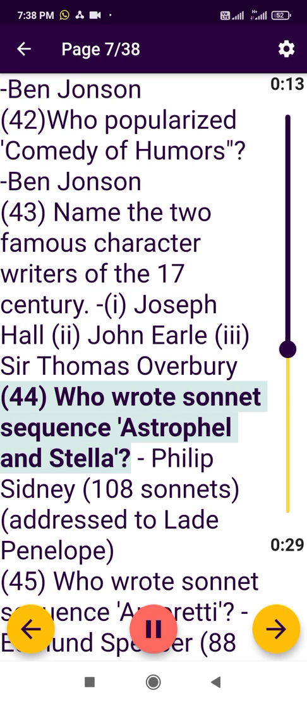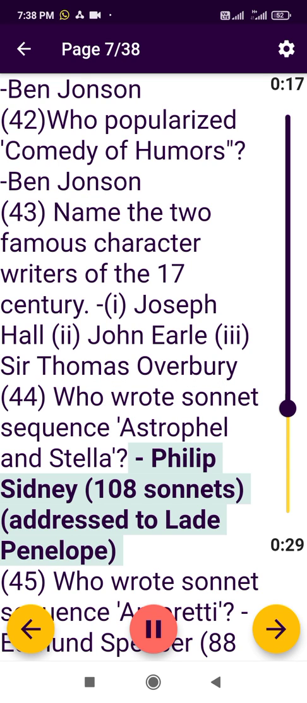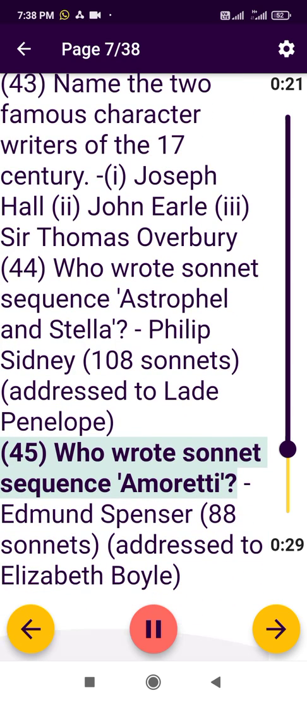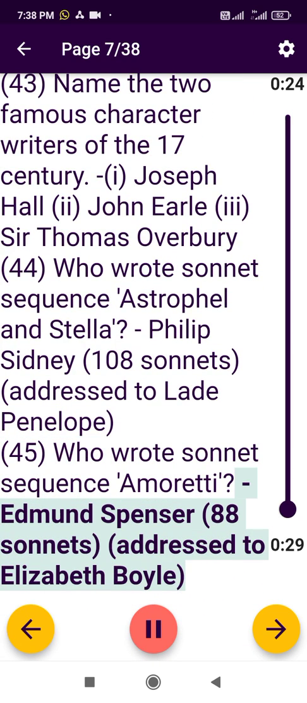44. Who wrote Sonnet Sequence, Astrophel and Stella? Philip Sidney. 108 sonnets, addressed to Lady Penelope. 45. Who wrote Sonnet Sequence, Amoretti? Edmund Spenser. 88 sonnets, addressed to Elizabeth Boyle.